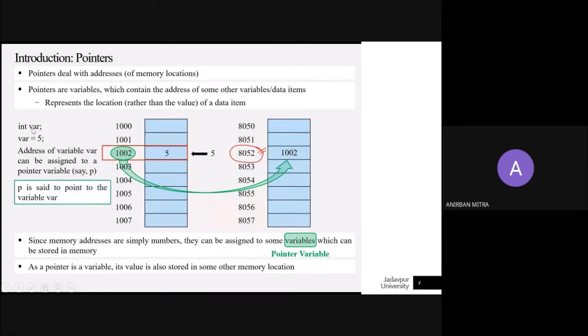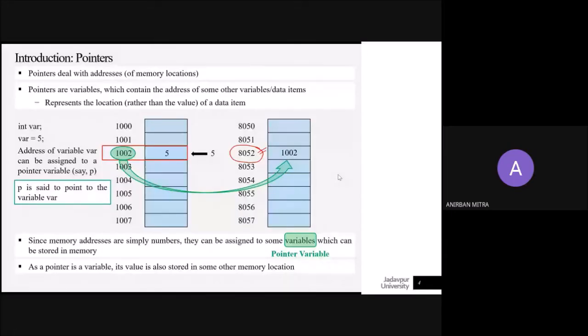So we can then say that this pointer p is pointing to the variable var. That means, because it has its address inside, it points to this variable. Again, difficult to visualize, but let me make the task a little bit easier.